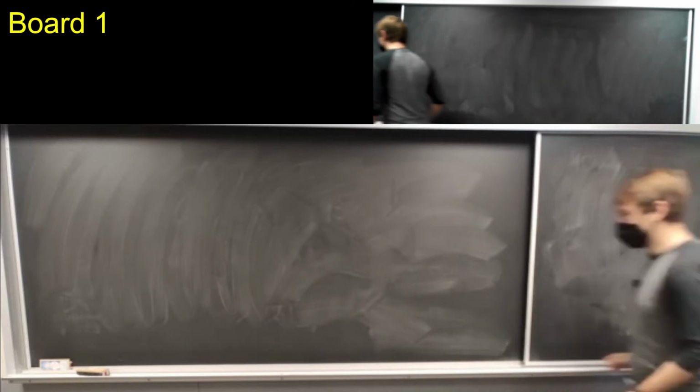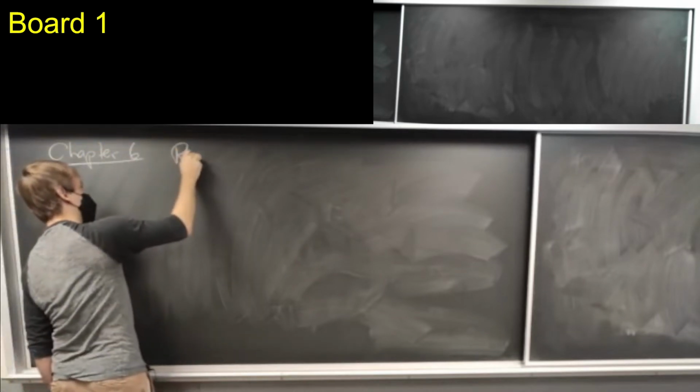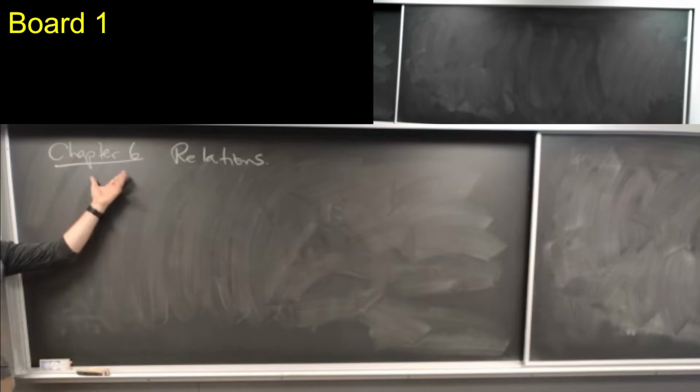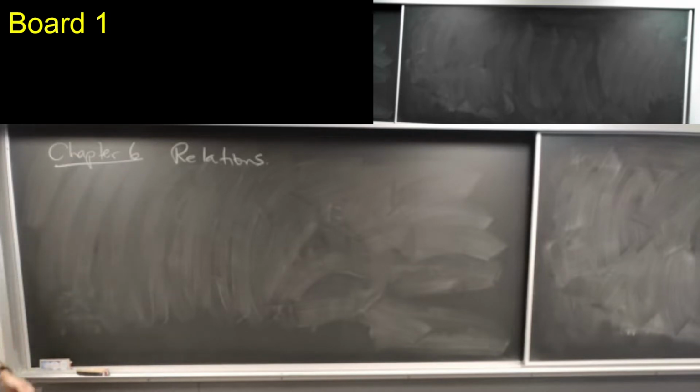So let's talk about Chapter 6, which is on relations. This is actually going to be a fairly short chapter, I think. So that's why I think maybe this might end up being on the test, because it's actually quite a short topic.